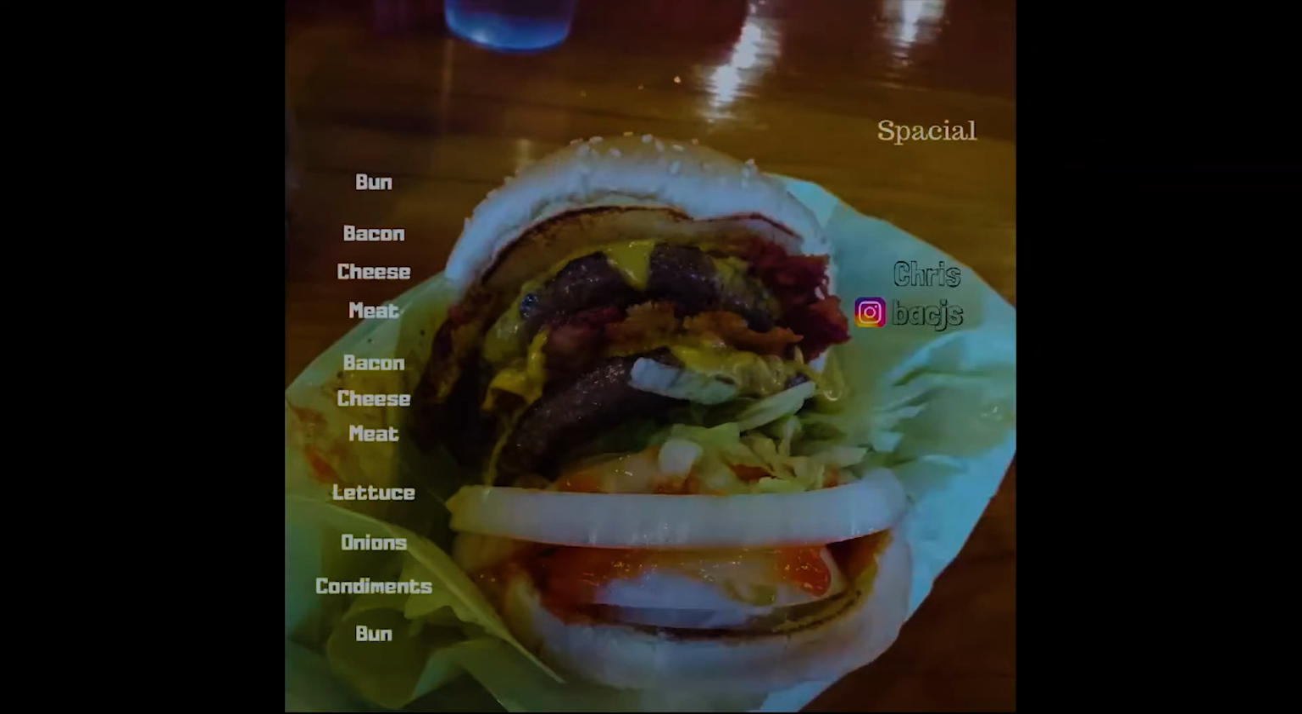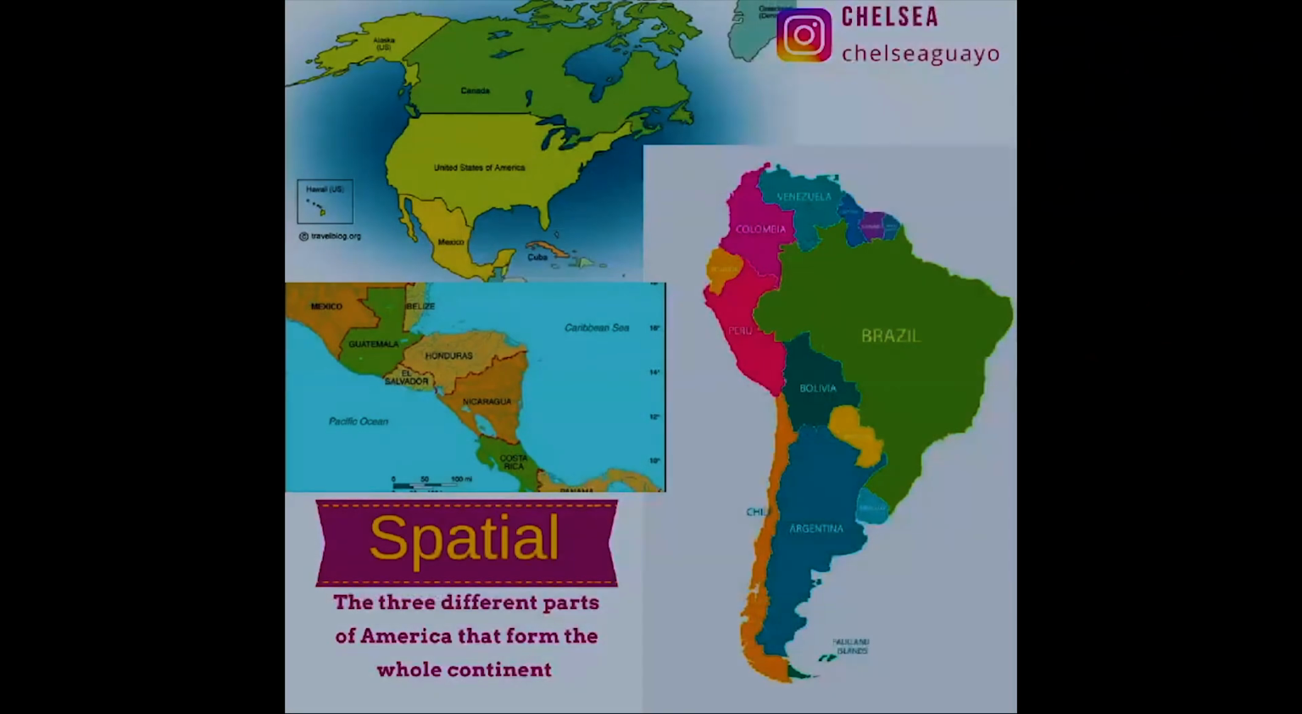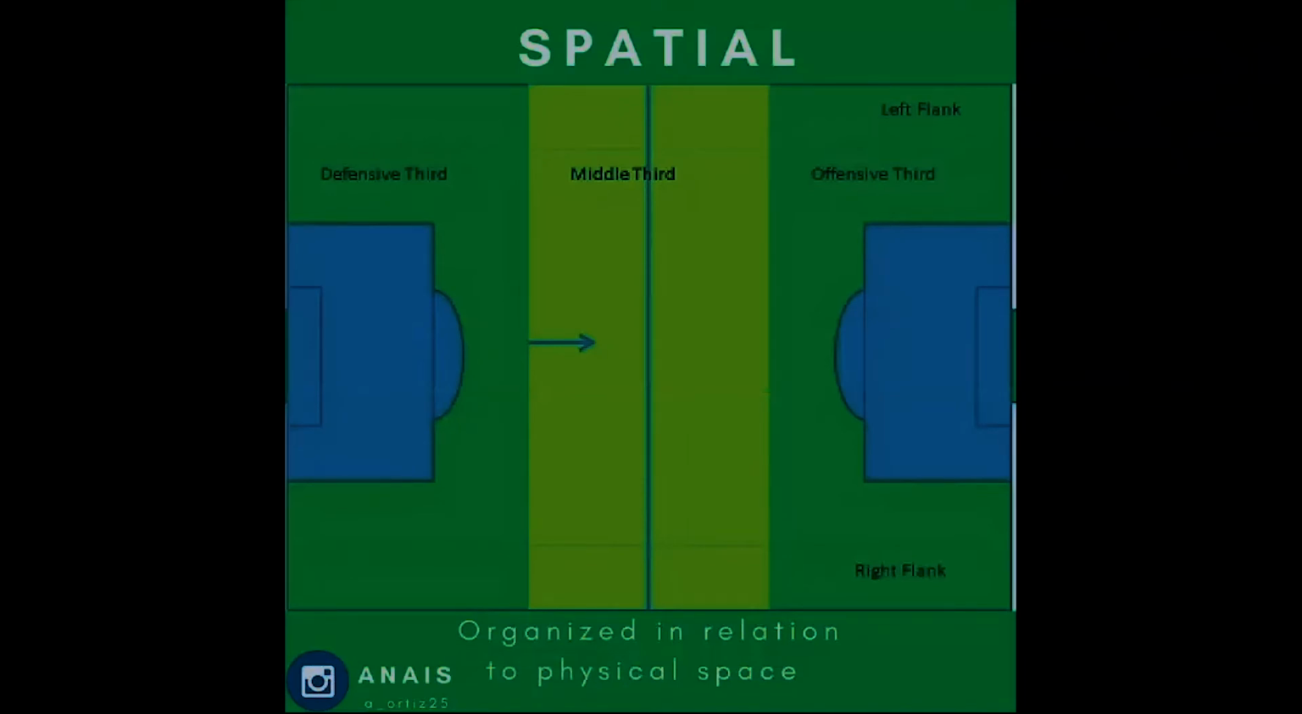Brilliant. Super, super clever. Oh, I thought this one was really clever too. Chelsea offered us a chance to see 3 different parts of America that formed the whole continent. This was really awesome too. I don't play soccer, but I was able to understand a little bit more about the soccer field and what goes where and who plays where just by looking at the way that this is mapped out for me.